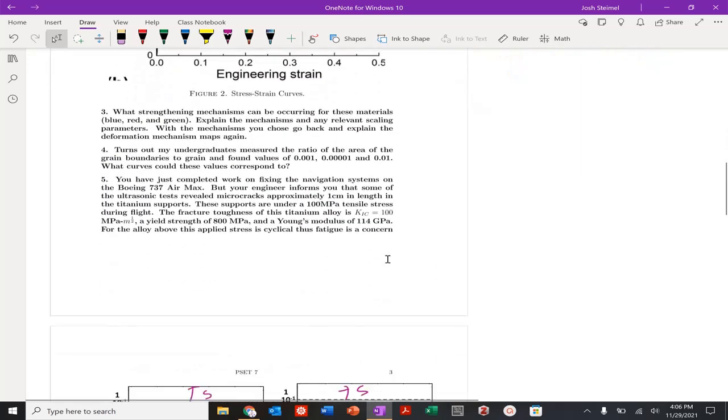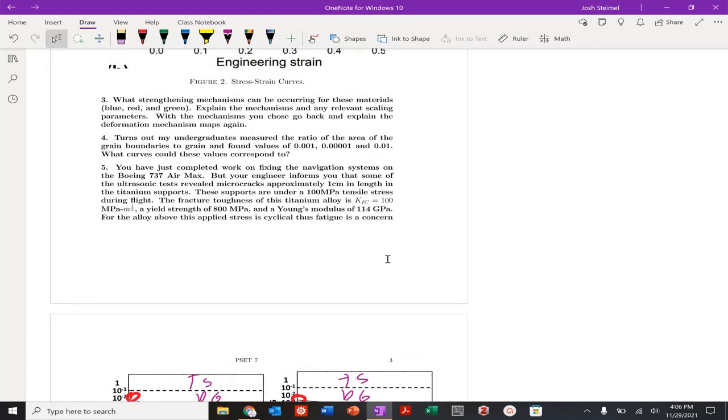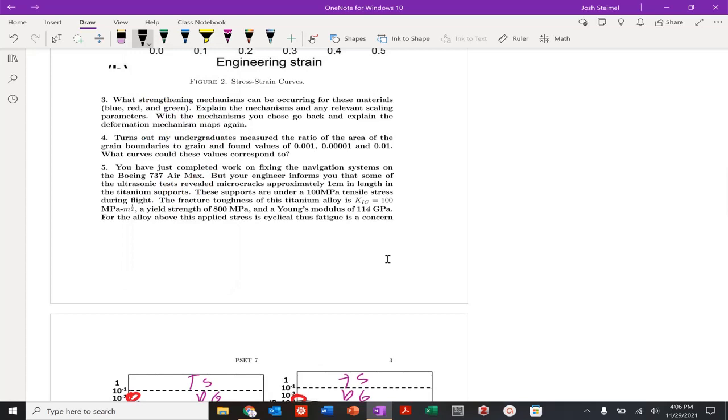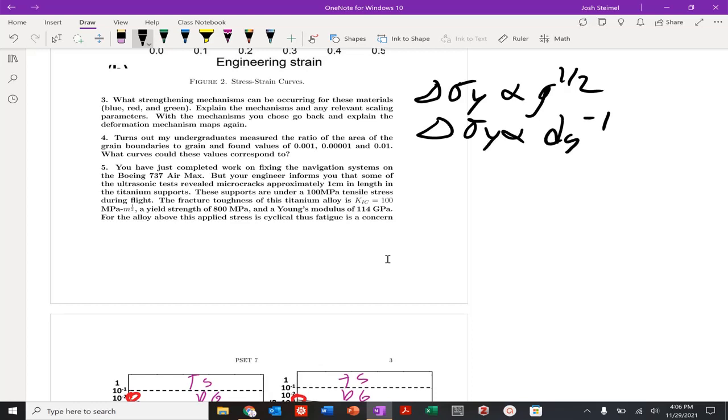Explain, fill the regions. What strengthening mechanism can be occurring for these materials? So we have all the same yield strength, the same Young's moduli approximately. So what could be occurring? I could be looking at work hardening, so my change in yield strength is proportional to rho to the 1/2. I could be looking at grain size strengthening, which is related, so d_g to the -1. And that's pretty much it. Precipitate strengthening, and then solute strengthening will slightly change that Young's modulus, but I could possibly have some small solute strengthening occurring here.